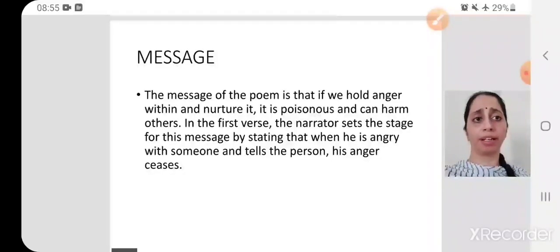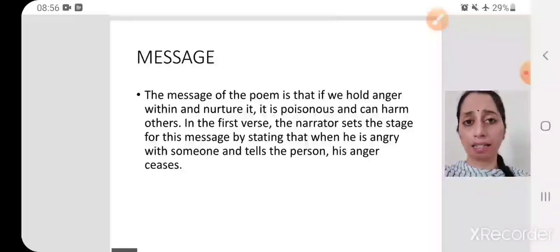So what is the message that we get from this poem? The message is that if we hold anger within ourselves and nurture it, how did the poet nurture it? With his fears, with his tears, with his deceitful wiles and his sarcastic smiles. If we also do the same, it is poisonous and can harm others, can harm relationships. So sit and discuss, sort it out. Don't keep anything in your heart.